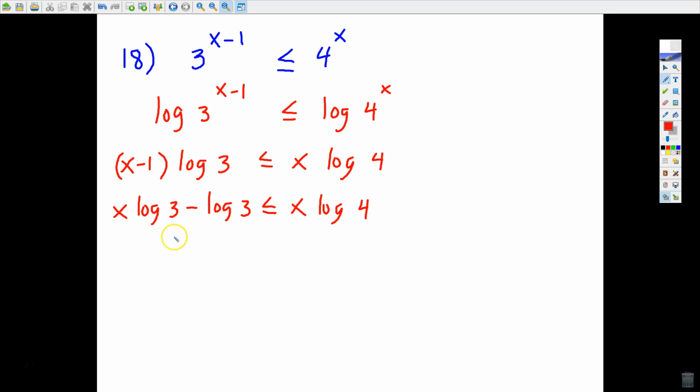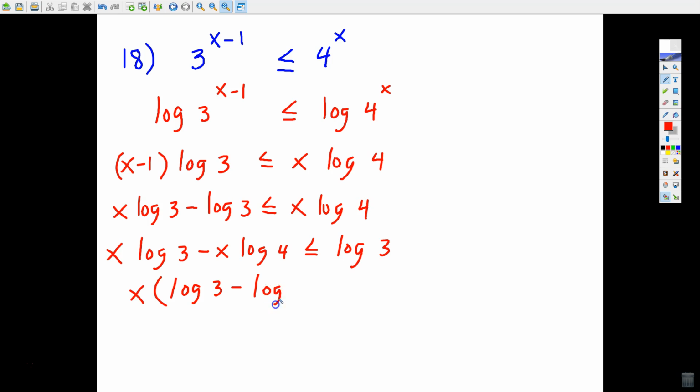Okay, so I'm going to get x terms on one side of the inequality, so I'm going to move x log 4 to the left, and then if it doesn't have x in it, I'm going to move it to the right. So I'm going to subtract x log 4 from both sides. And I'm going to add log 3 to both sides. And the purpose for this is now I have a GCF. I can factor x out of this on the left side, leaving me with log 3 minus log 4.